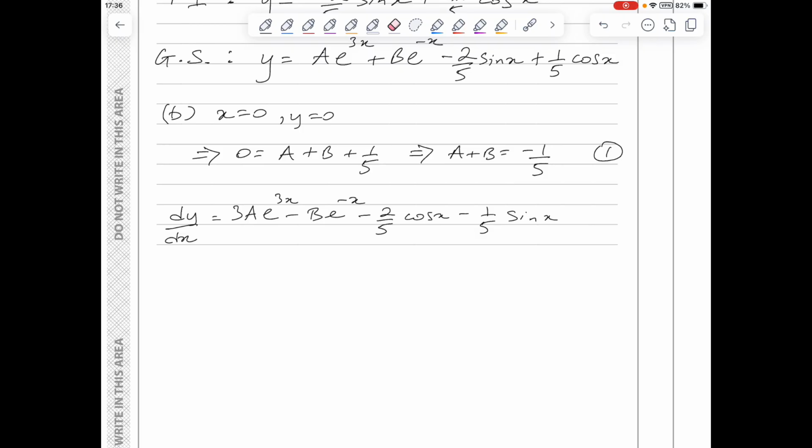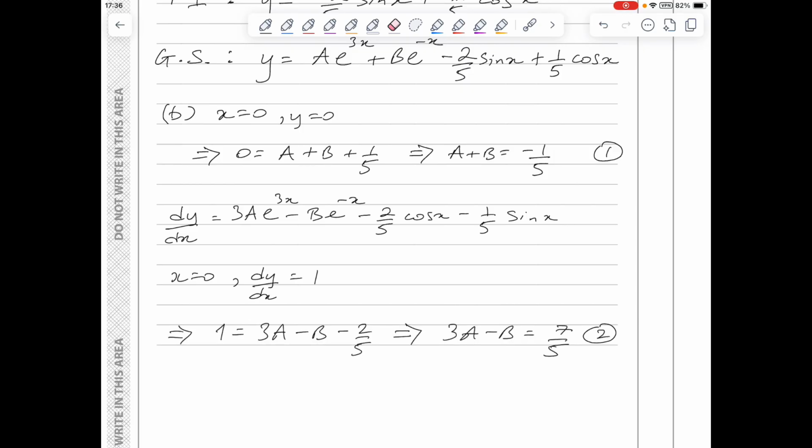And now replace x equals 0 with dy dx is equal to 1. And this will give me 1 equals 3a minus b minus 2 over 5. Therefore, 3a minus b is equal to 7 over 5. Another two equations to solve simultaneously.